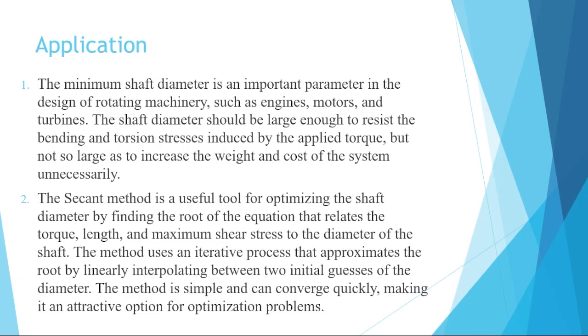On the other hand, if the shaft diameter is too large, it will increase the weight and cost of the system unnecessarily. The secant method is a simple and efficient way to optimize the shaft diameter. It can be used in a variety of rotating machinery applications such as motors, turbines, and gearboxes to ensure that the shaft can handle the applied torque without being too heavy or expensive.